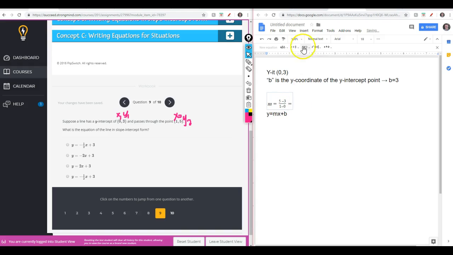So 5 minus 3 is equal to 2, and 1 minus 0 is 1. So 2 divided by 1 is more commonly just written as 2. So there is our slope. So wherever you see the slope, we would write a 2, and our b is 3, so we would replace this b with a 3. So we have y equals 2x plus 3. That is the equation.